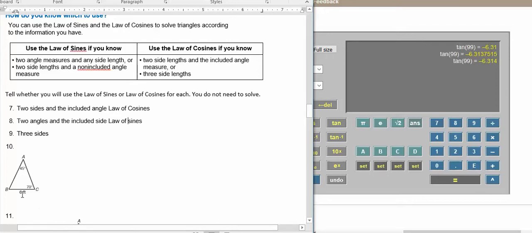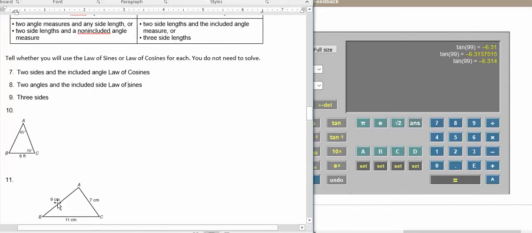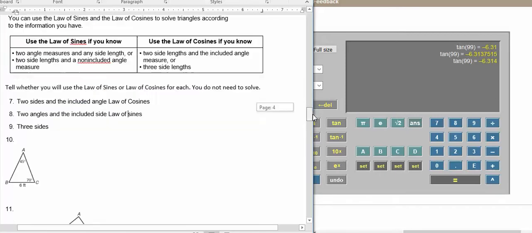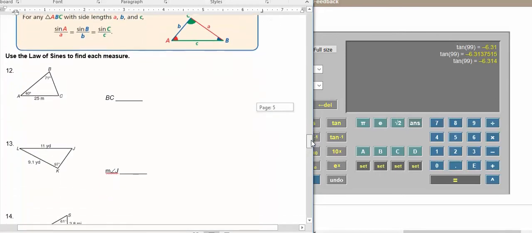Now look at number 10. Instead of telling me what I have, they give me a picture. Well, what do I have? I have 2 angles and a non-included side. So you look up there and you find which one has 2 angles and any side length, right there. And then for 11, we have 1, 2, 3 sides, no angles. So if you have 3 sides, it's law of cosines. So those are easy, you just list down what it is.